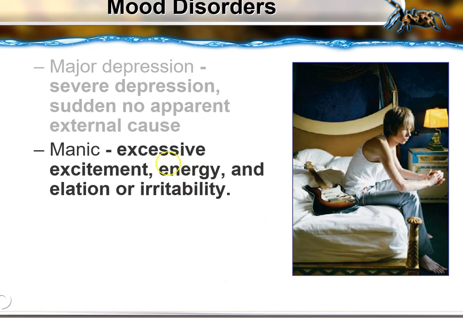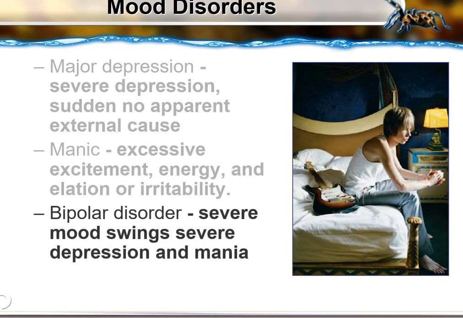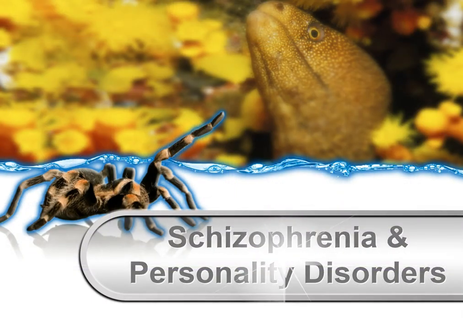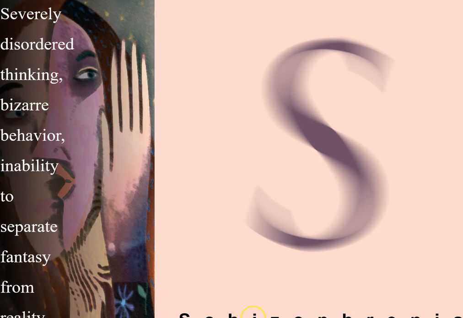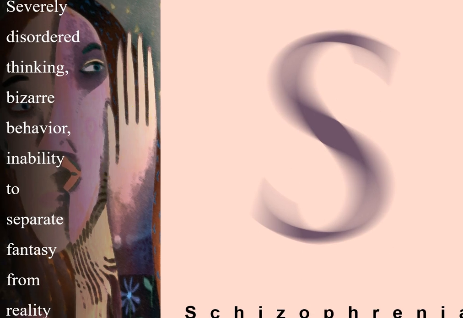Manic episodes are excessive excitement or energy, elation, or irritability. And bipolar are these severe mood swings. So bipolar would be the most frequently diagnosed, whereas cyclothymia is a moderate version of bipolar, and it probably flies under the radar quite a bit. With schizophrenia, also an axis 1 disorder, schizophrenia is a psychotic disorder, which means it involves a break with reality. Severely disordered thinking, bizarre behavior, and an inability to separate fantasy from reality. Or I don't know that I would use the word fantasy. I think I would use, it's a sensory issue, persons receive false sensory information. They see things that are not there and hear things that are not there.